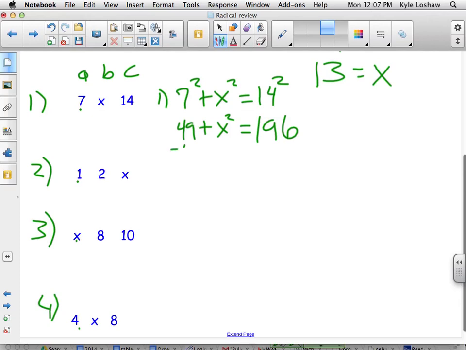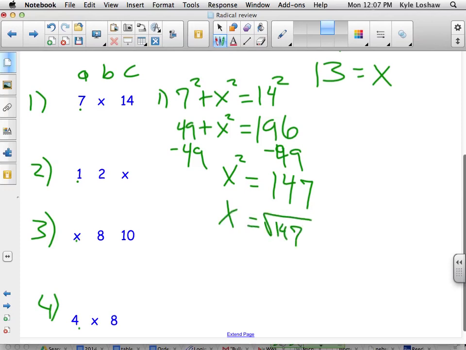And then we should subtract 49 from both sides because we're trying to get x by itself. So we have x squared equals, help me out with that. What does that give me? 147, I believe. So x equals the square root of 147. So your job is to simplify this first one and then solve 2, 3, and 4. I will ask for the answers on the homework quiz. Enjoy.